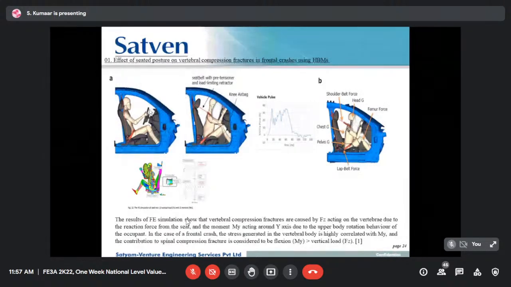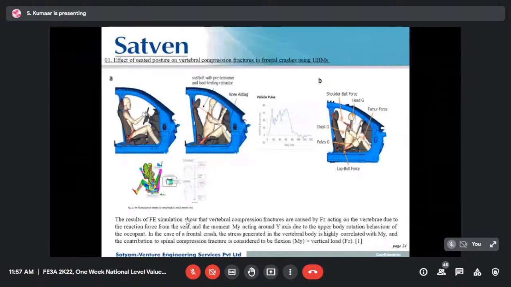Once the crash happens, the sensors will experience that there is sudden deceleration in the vehicle. If sudden deceleration happens within a particular millisecond, then automatically the airbag will open, and the pretensioner and load limiter, everything starts to react. The airbag, pretensioner, and load limiters all come under passive safety.